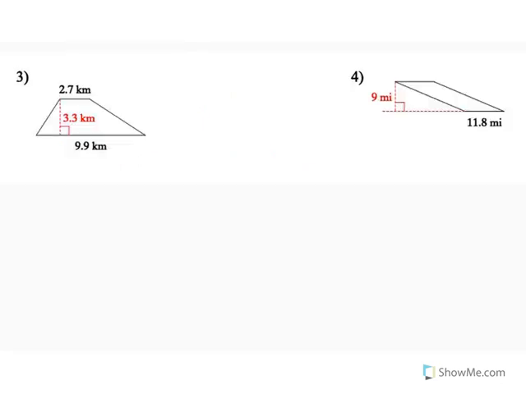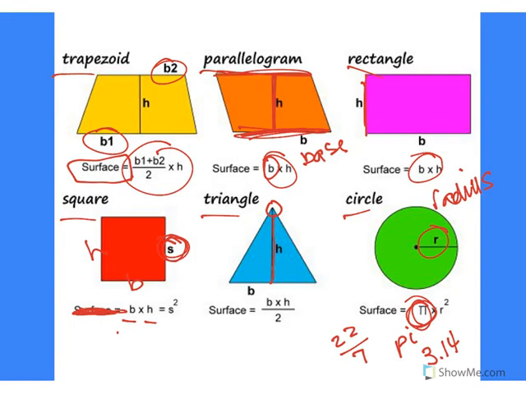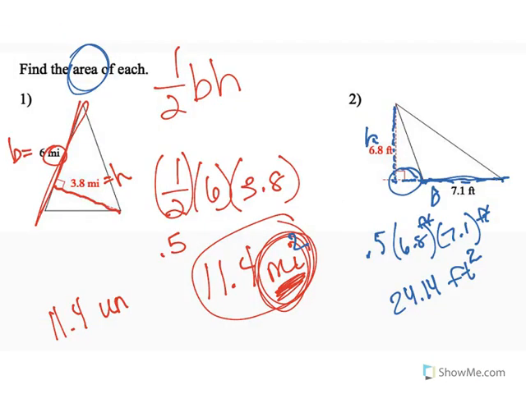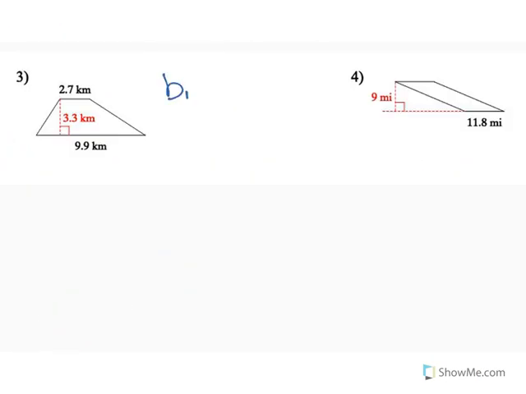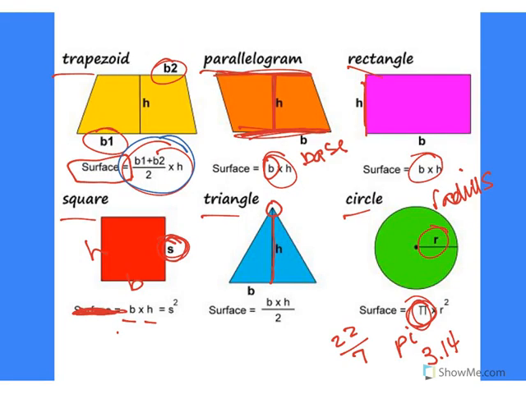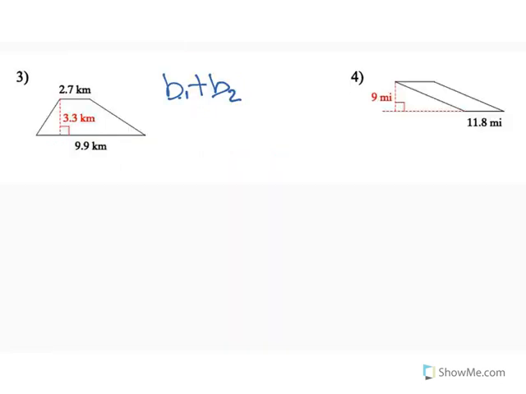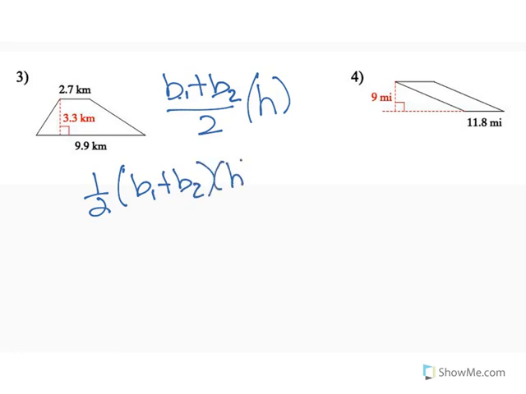Okay, here we have a trapezoid. So, if you remember, a trapezoid is B1 plus B2, so that's just base 1 and base 2, divided by 2, times the height. You could also say 1/2 times B1 plus B2 times H. This might make more sense to you, and it's easier to put in the calculator.